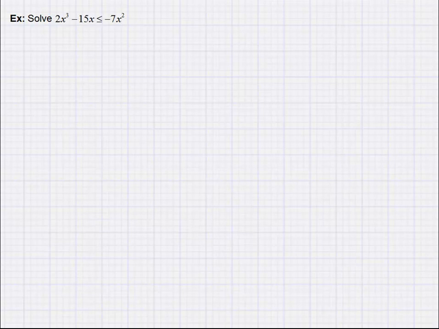So here is a polynomial inequality. We need to solve this polynomial inequality. So first thing is make sure it's equal to 0. So what I'm going to do is I'm going to add this 7x squared to both sides. So I'm going to get 2x cubed plus 7x squared minus 15x is less than or equal to 0.